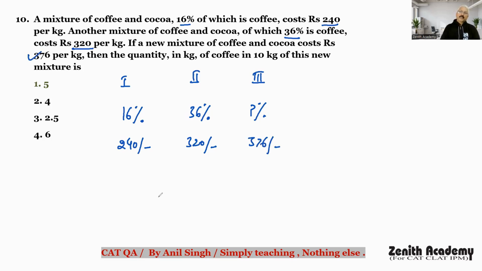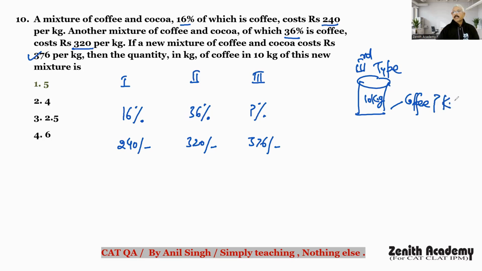So अगर आपका ये थर्ड टाइप 10 kg मिक्सचर है तो इसमें कॉफी कितने केजी होगी ये क्वेश्चन है आपका.